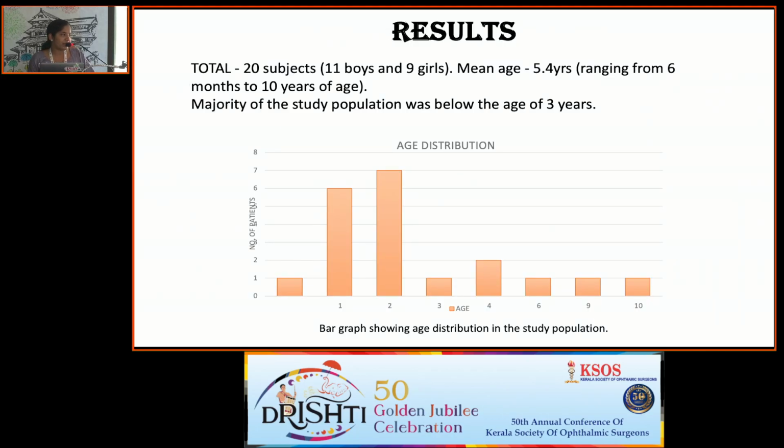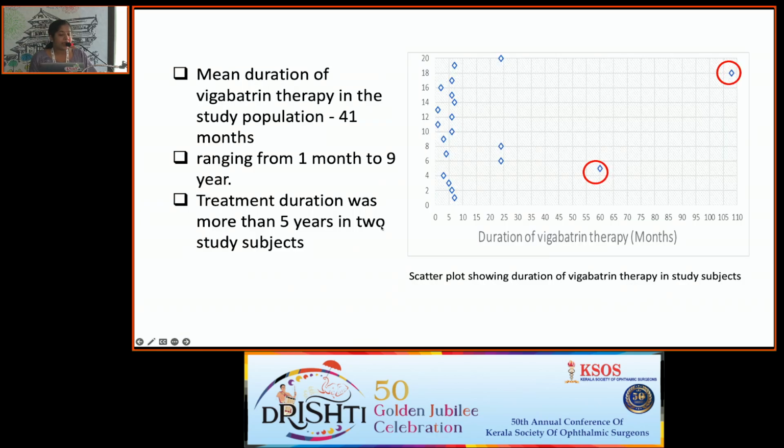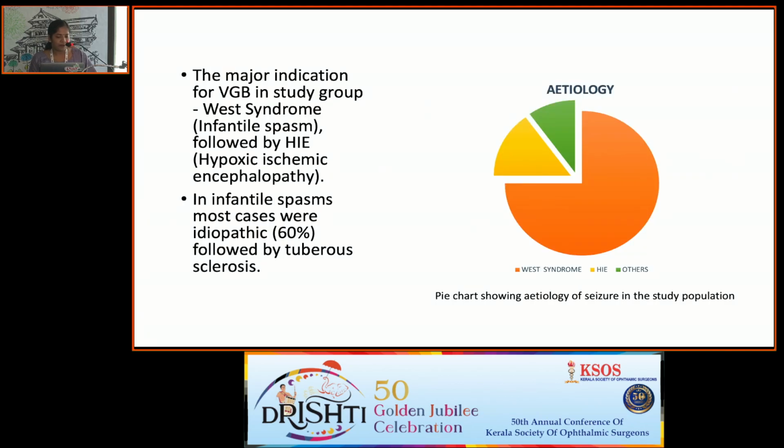So coming to the results, out of the total 20 study subjects, there were 11 boys and 9 girls with a mean age of 5.4 years. The major study population was below the age of 3 years. The mean duration of therapy was 41 months, ranging from 1 month to 9 years. Only 2 study subjects had a longer duration of vigabatrin, more than 5 years.